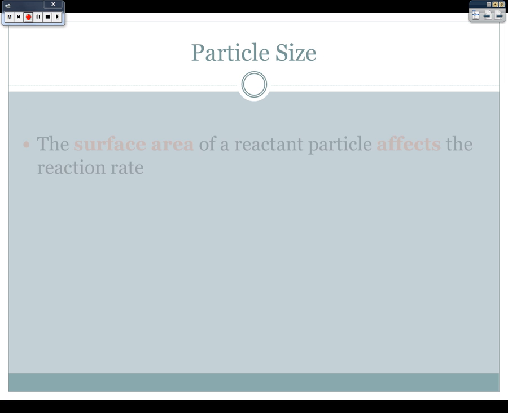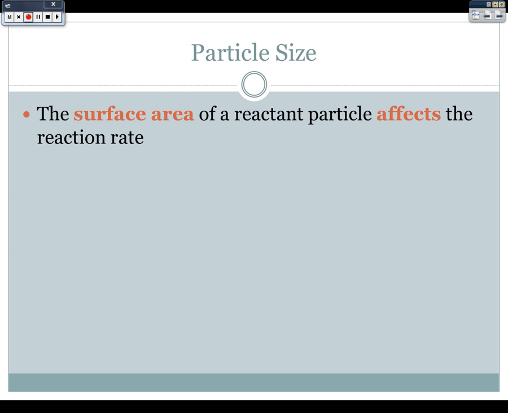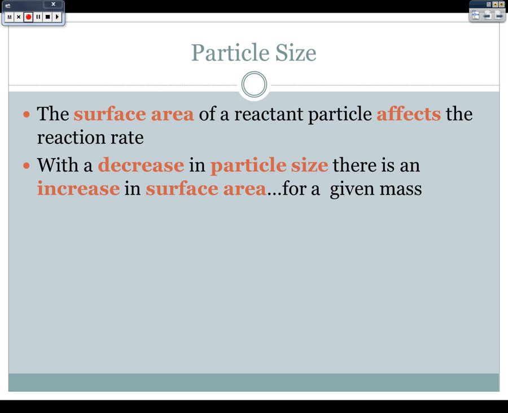So let's talk a little bit about particle size. The surface area of a reactant particle affects the reaction rate. With a decrease in particle size, there is an increase in surface area for a given mass. So if you decrease the particle size, you increase the surface area.